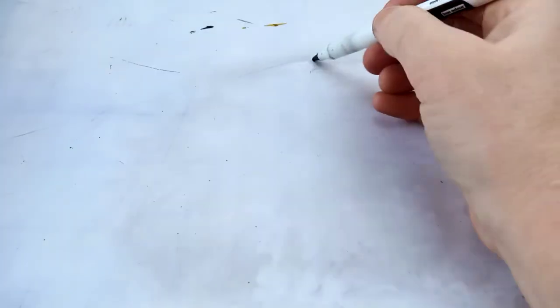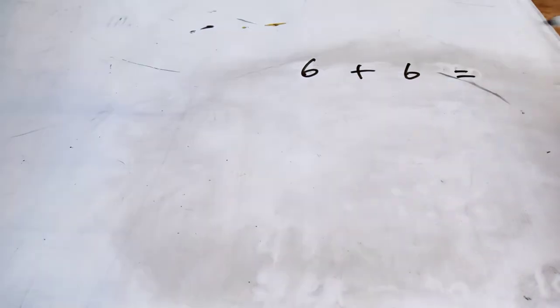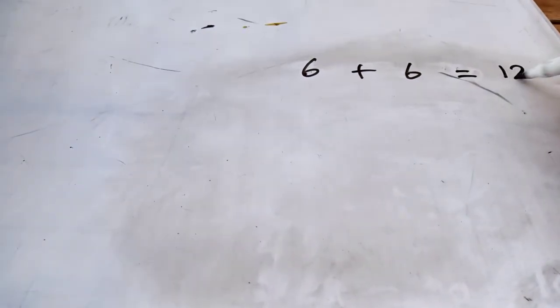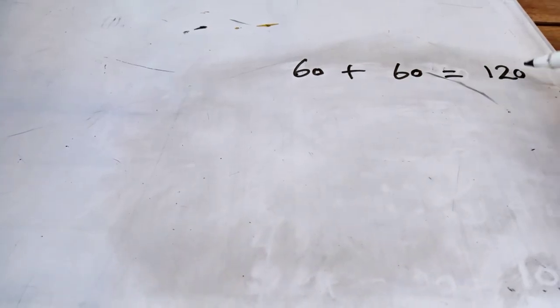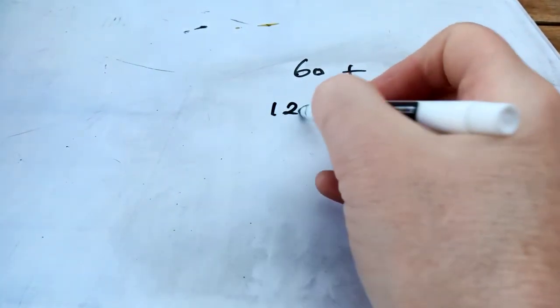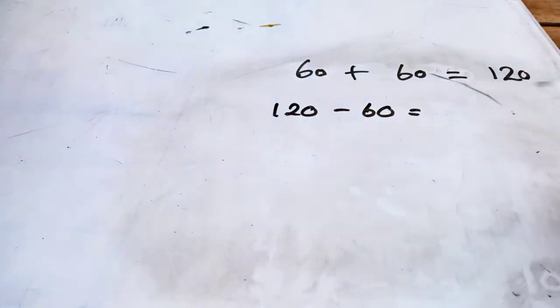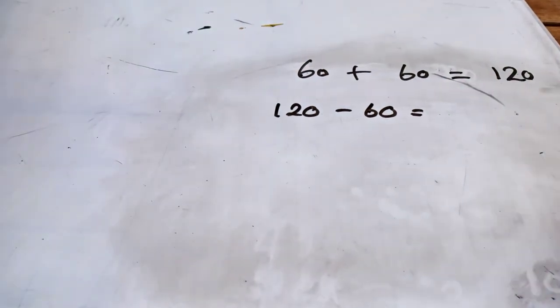Let's go for 6 add 6 equals 12, so 60 add 60 equals 120, cool. 120 take away 60 equals 60, well done.